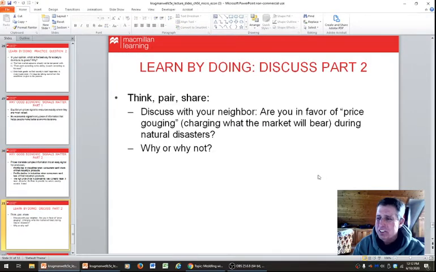Maybe they made some money and saved it and did something good with it, like gave it to their church or helped a poor person. Think, pair, share. Discuss with you. Are you in favor of price gouging?